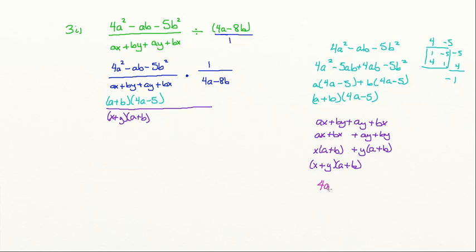How about 4a minus 8b? For this one, we can factor out a 4. Is there anything that's the same on the top and the bottom that we can now reduce? a plus b over a plus b equals 1. 4a minus 5, no, we don't have that in the denominator, so that's all we can do. So our answer is going to be 4a minus 5 divided by x plus y, 4 in front, a minus 2b.